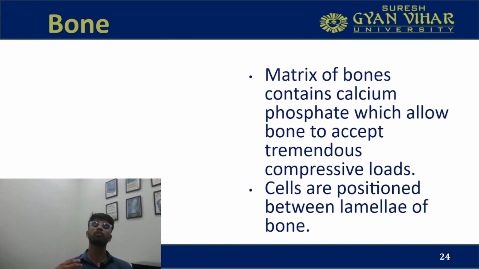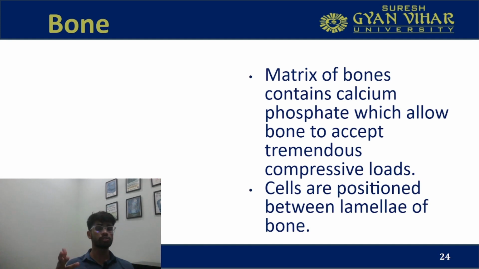Now the matrix of the bone. The matrix of the bone is composed of calcium phosphate. What is the function of this calcium phosphate? It allows the bone to accept the tremendous compressive load. We know that a lot of compressive force comes to the bone, and it gets dissipated due to this calcium phosphate. And there are cells like osteoblasts, which are responsible for the formation of the bone.